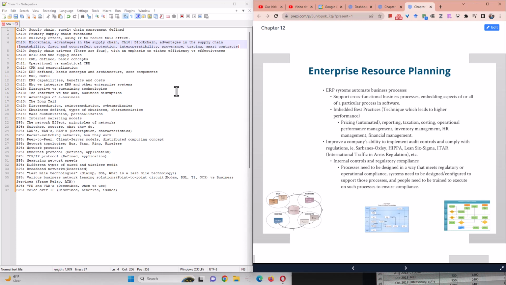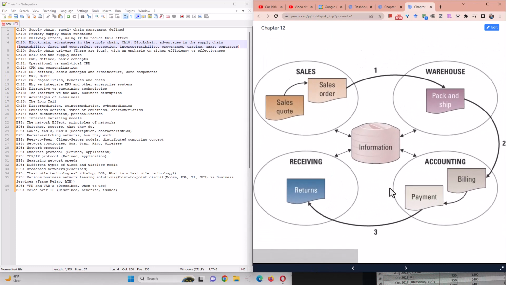Again, embedding information work in software. There's some automation in ERP. It also supports cross-functional business processes, and by that I mean sales orders are cross-functional processes. Procurement or purchasing are cross-functional processes too, and these processes are all embedded in software.